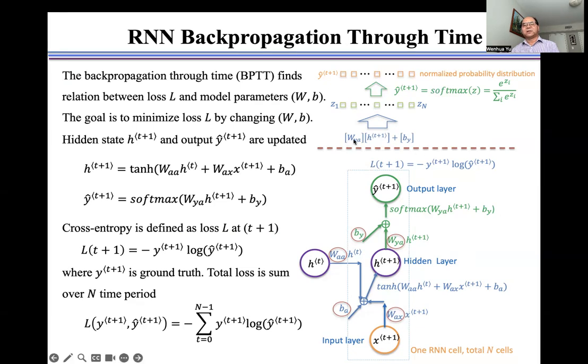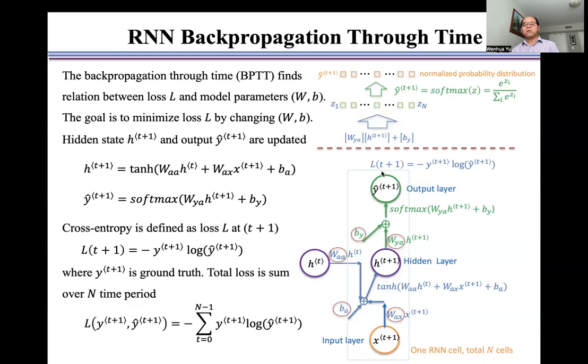For example, we use this matrix times vector h plus this bias, and we generate a new vector. We use this new vector as an input to the softmax function to predict the normalized probability distribution. Here we define it as y hat. We use this prediction and its corresponding ground truth together to define the cross entropy, and then we define the cross entropy as the loss function at the t+1 time step.